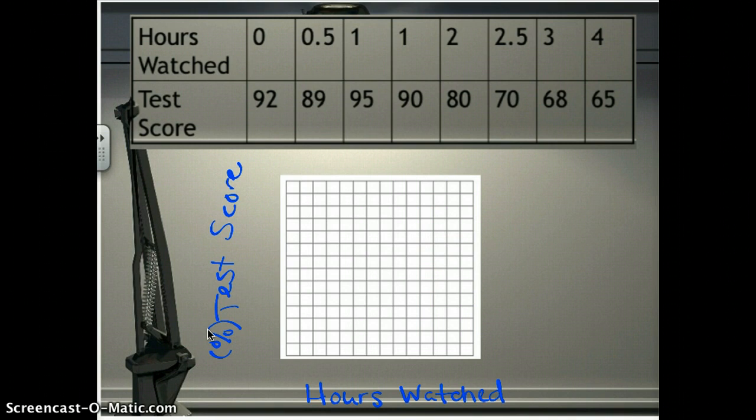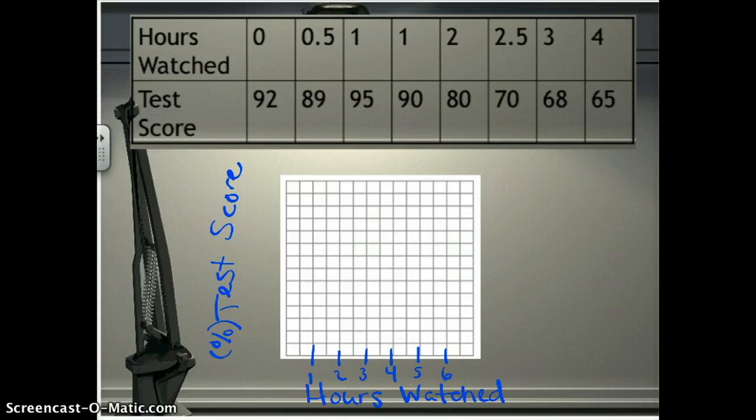Okay, second thing I need to do is come up with a good scale here. I only need to go from 0 to 4 on my hours. My test score, I need to go all the way up to 92. It starts at 65, so you might want to keep that in consideration. I'm probably going to skip some of my hours since I only need to go to 4, so I'm going to just go 1, 2, 3, 4. I would have probably skipped 3, but I know in a later problem I'm going to need some data for 6 hours, so I'll go ahead and include that now.